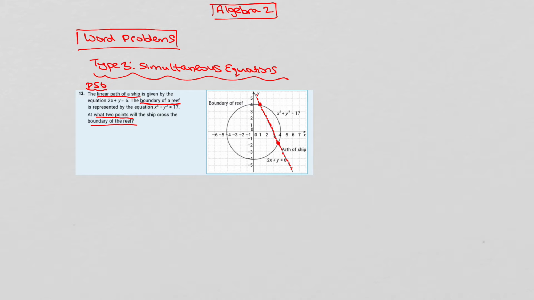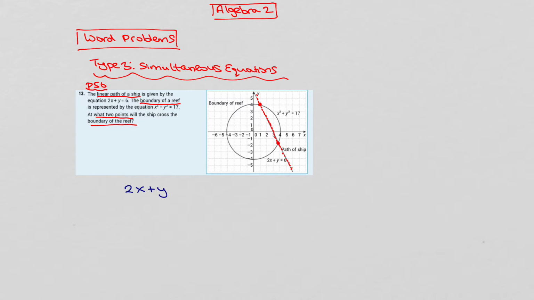So that should trigger that this is going to be a simultaneous equation question, because in order to find our points of intersection, we need to know what our coordinates for x and y are going to be. Now we can clearly approximate by looking at the diagram and reading off the graph, but we want to find the exact values. So we start by writing down the 2 equations.